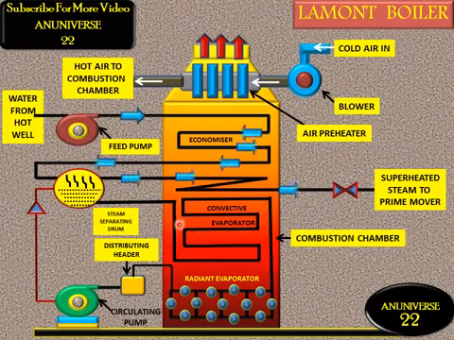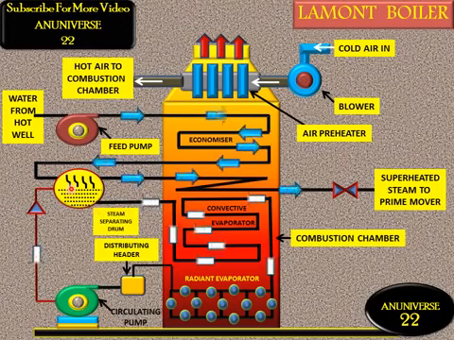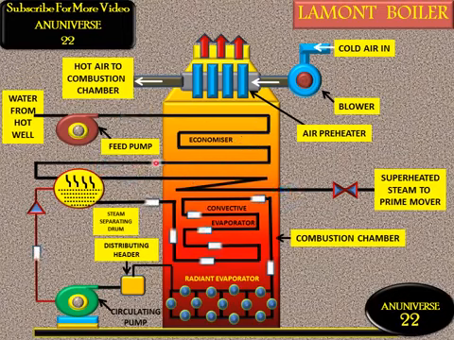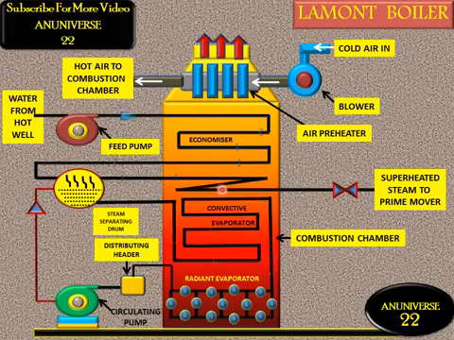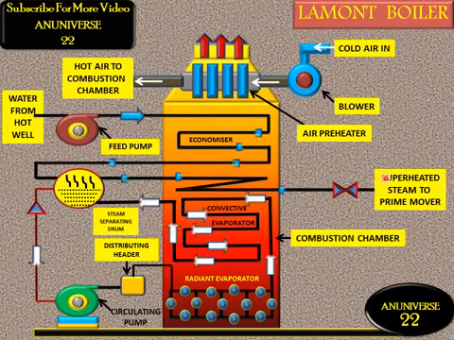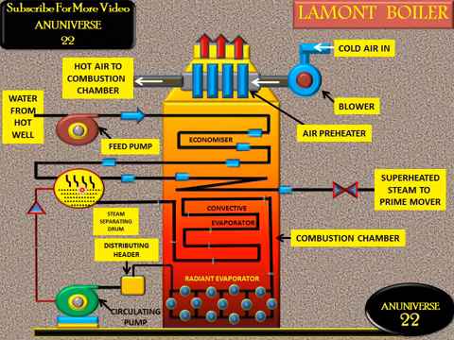This is the mixture of water and steam, and this mixture is sent to the steam separator drum that is outside the boiler. Steam from this separator is sent to the superheater, where saturated steam is converted into superheated steam, and then it is sent to the prime mover. And again water is sent to the economizer, where it again passes by the evaporator tubes.